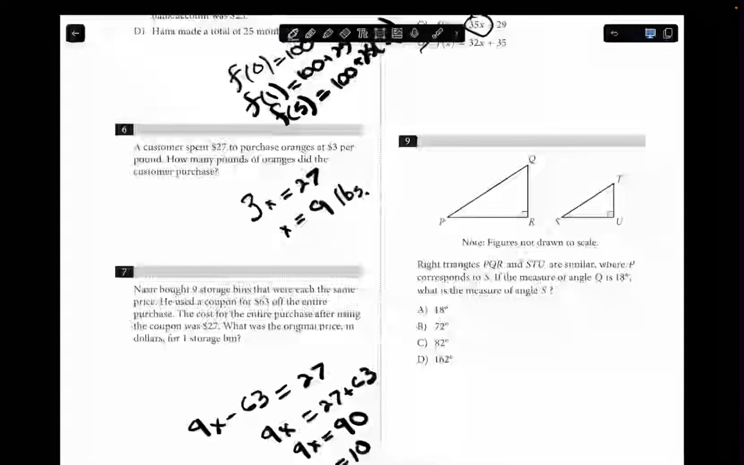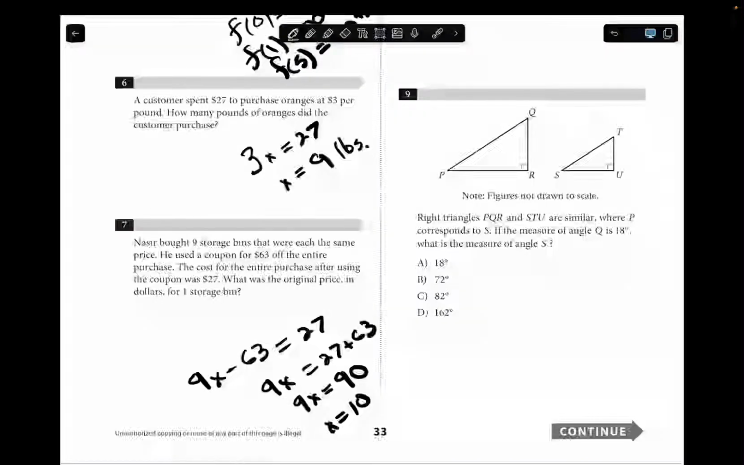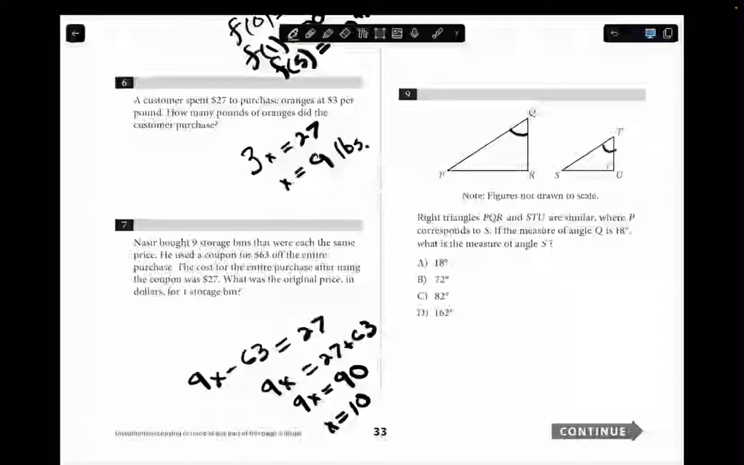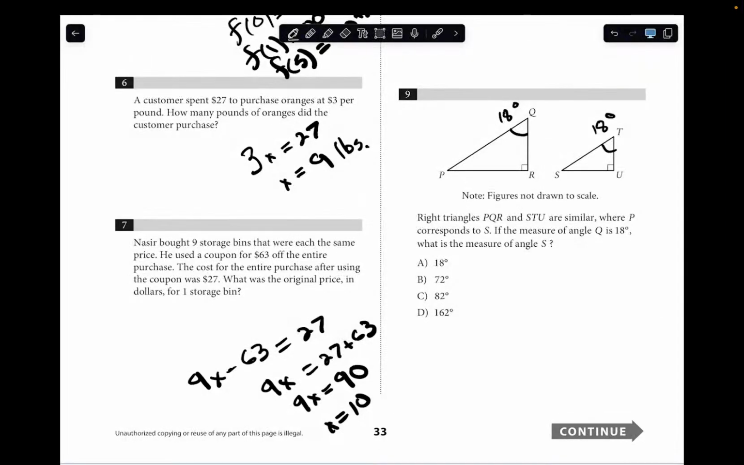2 right triangles, right? They're saying that Q is 18 degrees. We know a triangle is 180 degrees, right?